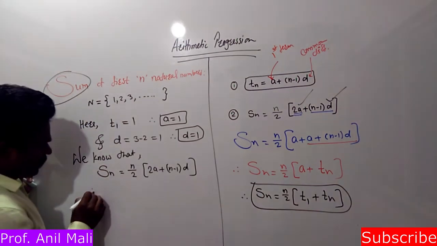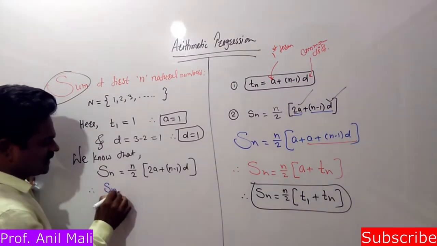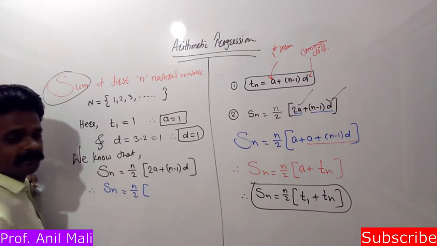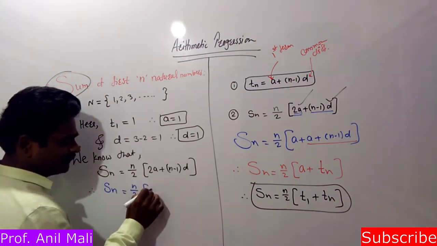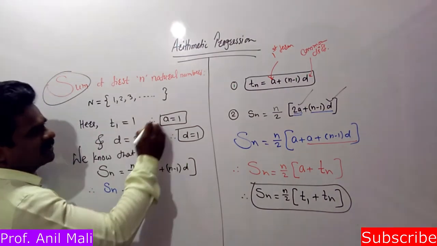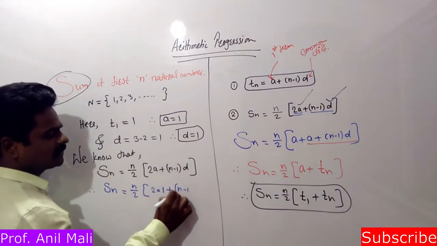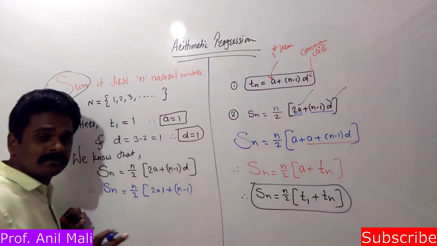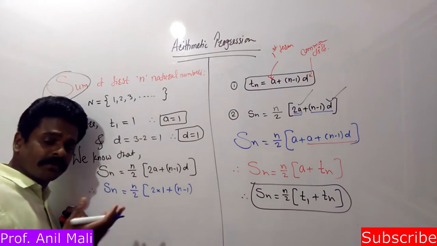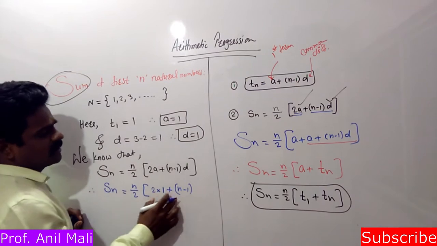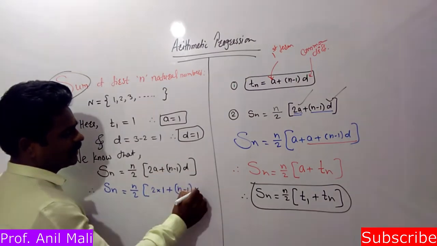Therefore, we can write Sn is equal to n by 2 times the bracket 2a. That means 2 into, how much is your a? It's 1 only, plus n is the unknown quantity. How many terms are there in the given arithmetic progression? We don't know. That's why we are keeping n as it is. So n minus 1 into d, and d is 1 only.